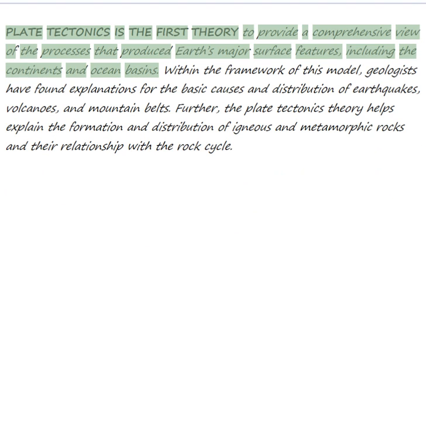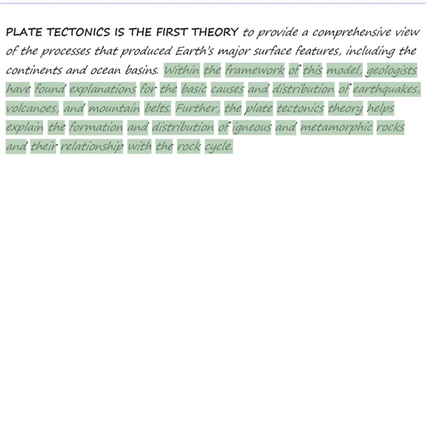Plate tectonics is the first theory to provide a comprehensive view of the processes that produced Earth's major surface features, including the continents and ocean basins. Within the framework of this model, geologists have found explanations for the basic causes and distribution of earthquakes, volcanoes, and mountain belts. Further, the plate tectonics theory helps explain the formation and distribution of igneous and metamorphic rocks and their relationship with the rock cycle.